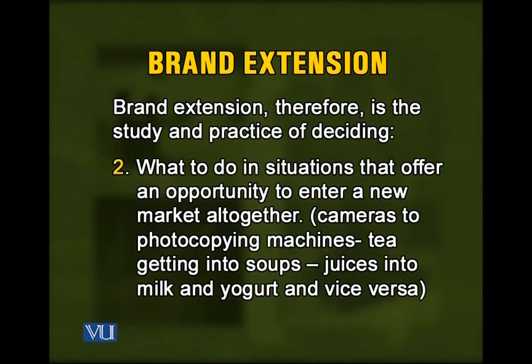So these are a few examples of the situations which crop up because of evolving needs. The other situation that I talked about is an opportunity to get into a new market altogether. It is like somebody manufacturing cameras, getting into photocopying machines. There are synergies involved as far as the manufacturing process is concerned, but as far as the use is concerned, the two items deal with two very different markets. It is like somebody into a blending of tea, getting into soups, or vice versa. It is like somebody into fruit juices, wishing to get into the area of dairy products like milk, butter, cheese, margarine, so on and so forth.